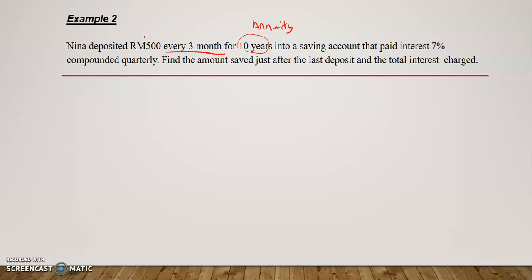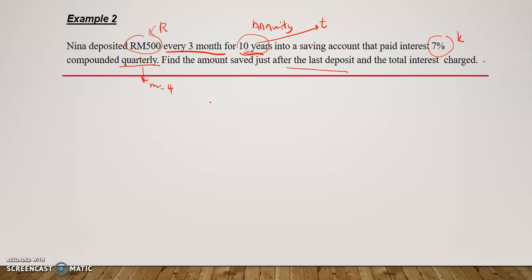So this 500 ringgit is the value of R or P? R, regular payment. Remember, for annuity, we don't have the principal value, but we have the R value. R is regular payment. For 10 years, this is of course your T. This 7% is K, compounded quarterly, so M equals 4. Find the amount saved just after the last deposit and the total interest charge.